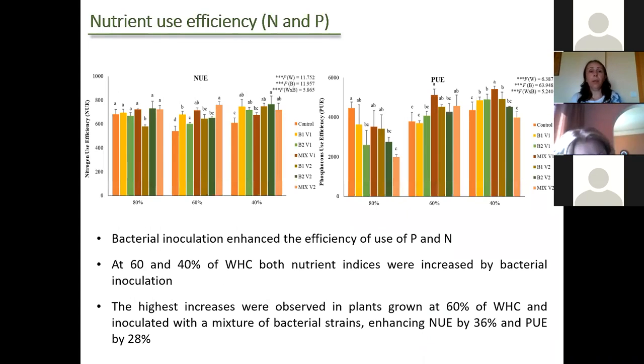So when we are talking about the nutrient use efficiency, we can say that bacterial inoculation enhanced the efficiency of use of nitrogen and phosphorus, and both indices were increased by bacterial inoculation even at severe water deficit. And the highest increases, however, were observed in plants under moderate water deficit when we inoculated a mixture of bacteria, and those values were, in the case of nitrogen use efficiency, increased by 36%, and in the case of phosphate use efficiency, those increases were around 28%.